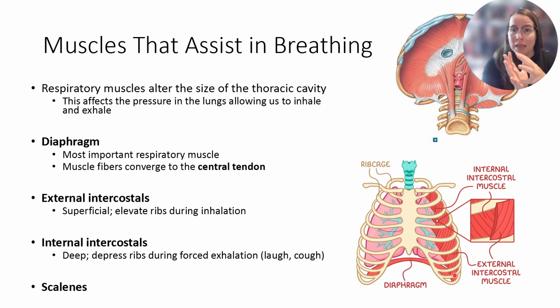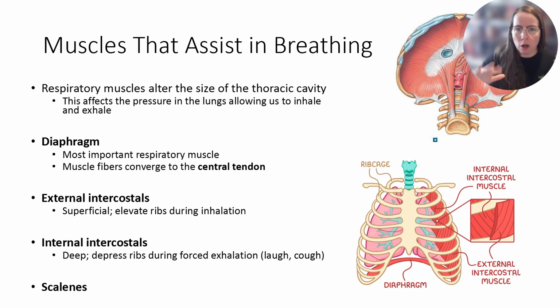To assist with that enlargement of your chest cavity, we have our external intercostals. These are the ones that are going to be running towards the outside of your chest wall, and they are going to help pull your ribs up. So the diaphragm goes down, external intercostals help pull the ribs up, bigger volume, now we can breathe.